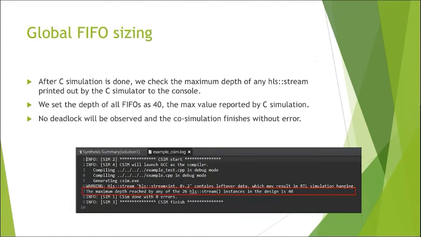And the second one is global FIFO sizing. After the C simulation, the console will tell you the suggested FIFO depth right over here, and you can modify the FIFO depth to 40. In this lab it is 40. Once you modify the depth to 40, it can be ensured that you'll pass the test in code simulation. After that, you can check the cosim max depth for each FIFO, and modify the depth to the cosim max depth to save the resources.